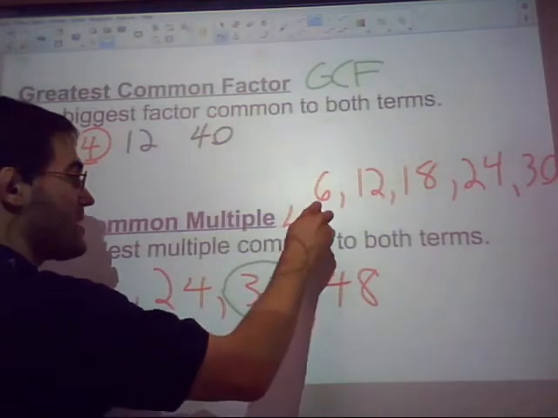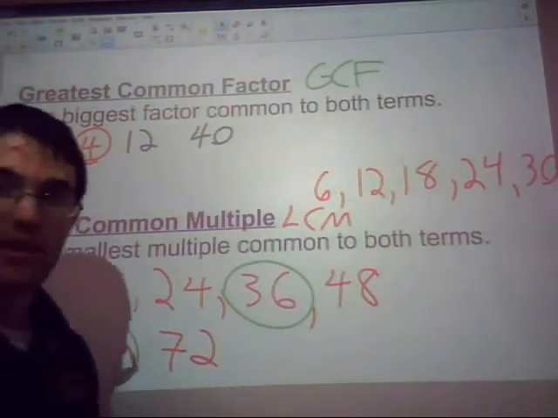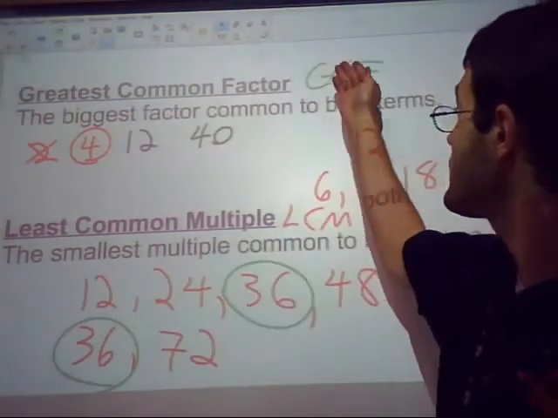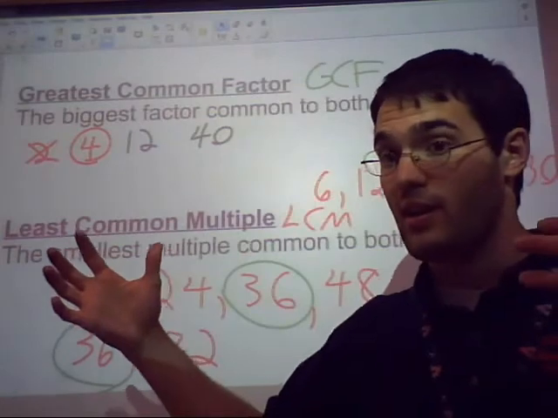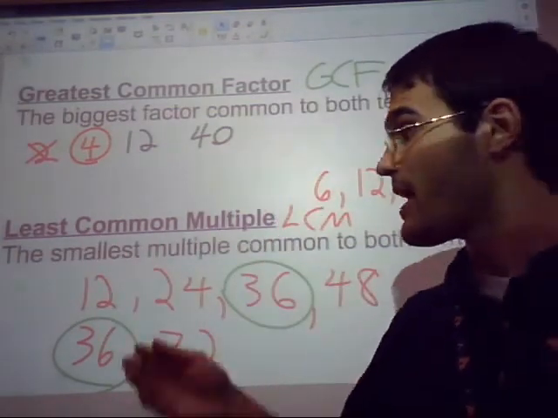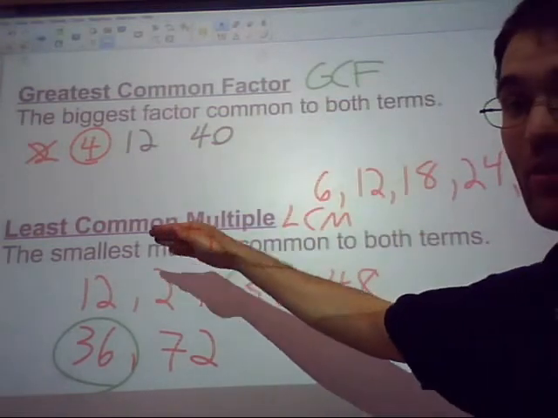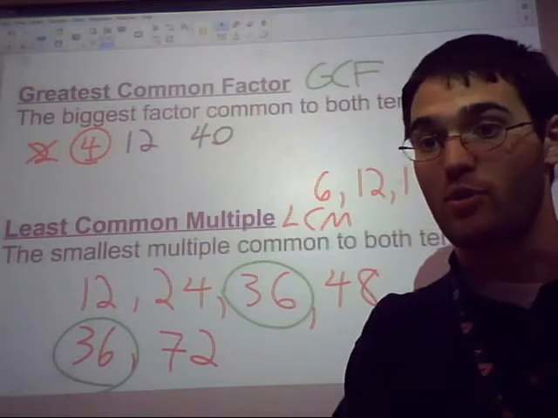We usually use the abbreviation LCM for the least common multiple. So now that you understand what the greatest common factor is, it's the biggest number that divides evenly into both of the terms, or you could say it's the biggest factor of both terms. And the least common multiple is the smallest number, the smallest term that's a multiple of both terms.